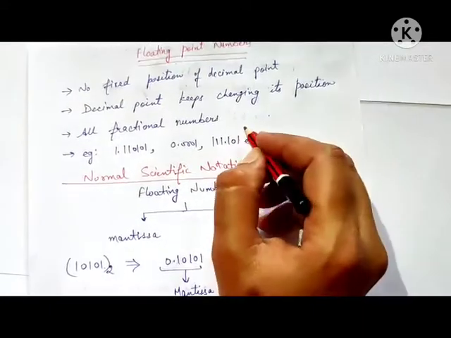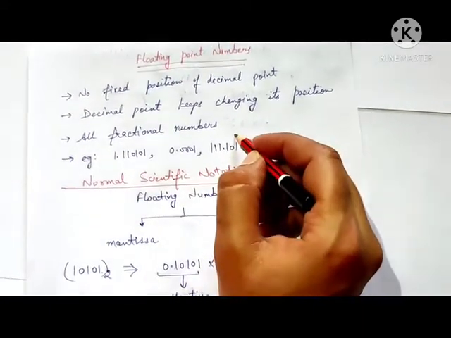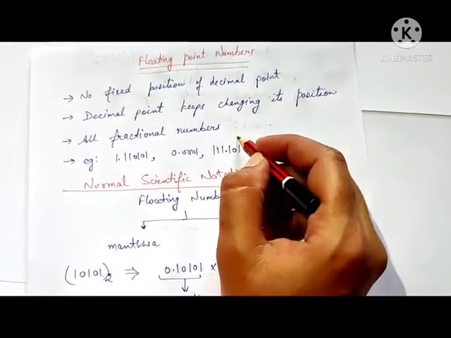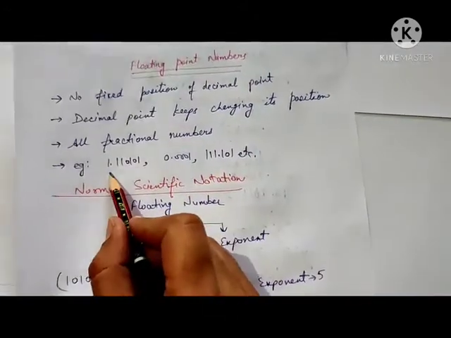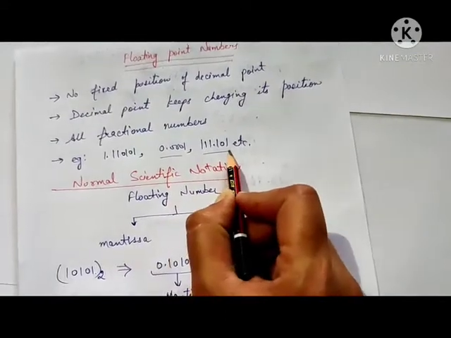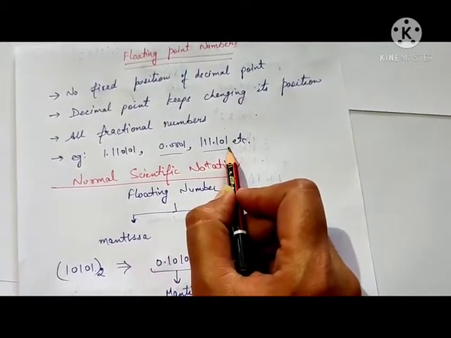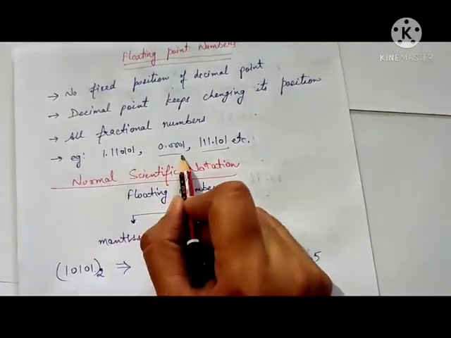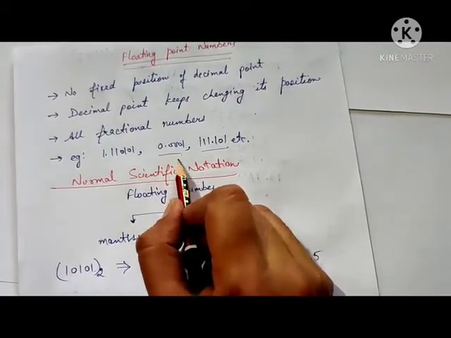Yes, examples of floating point numbers. All fractional numbers are floating point numbers. For example, 1.110101. These all are examples of floating point numbers. Here the position is not fixed. It changes according to the number.